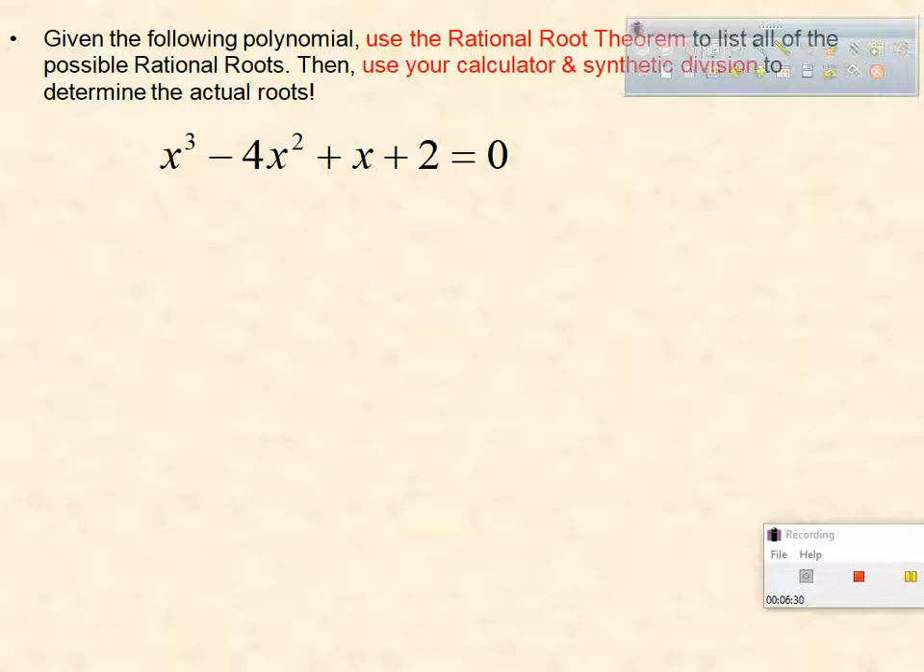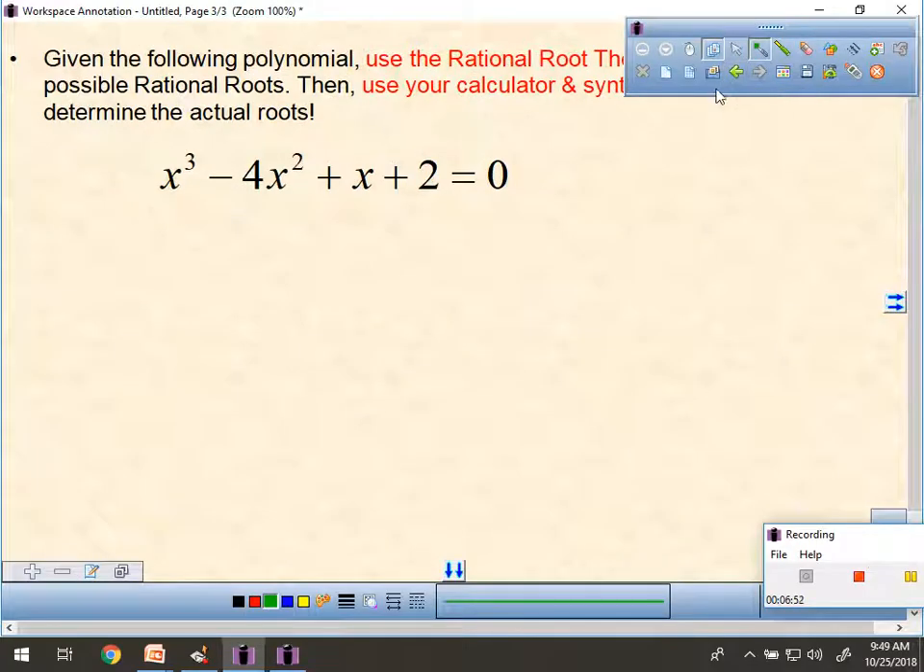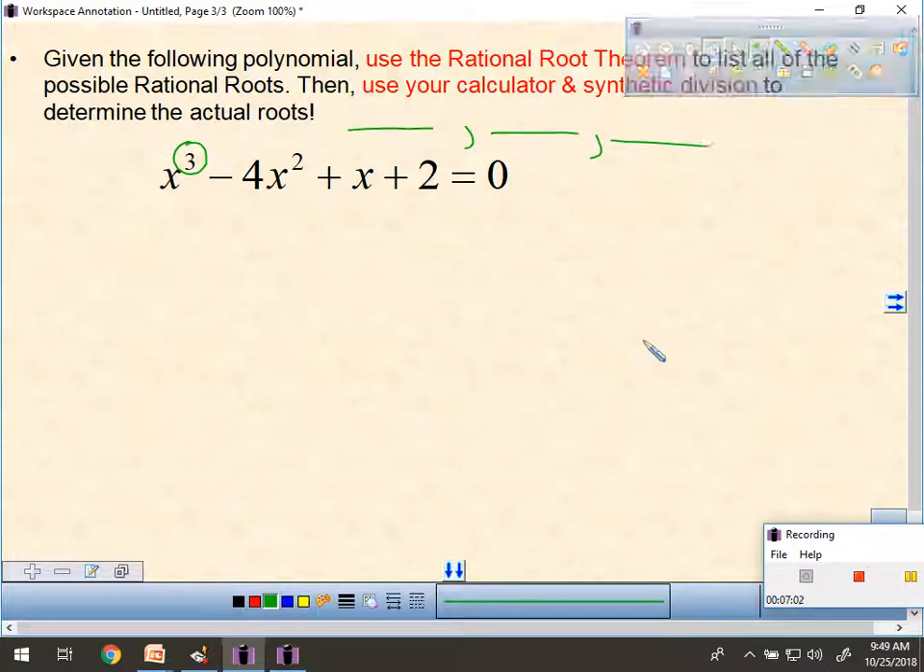So here's the thing. It gives me this polynomial, and the first thing I look at is the degree. So my degree is 3 right there, which is very important because if my degree is 3, I know beyond a shadow of a doubt I'm going to have 3 answers. I have no idea what those answers are. I don't, but I'm going to try and find them, and that's what I'm going to do now.